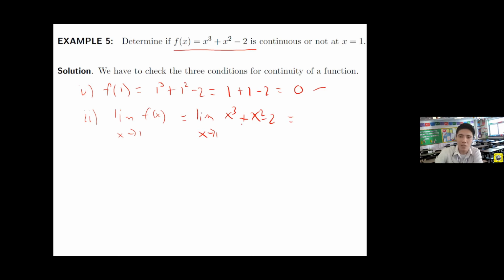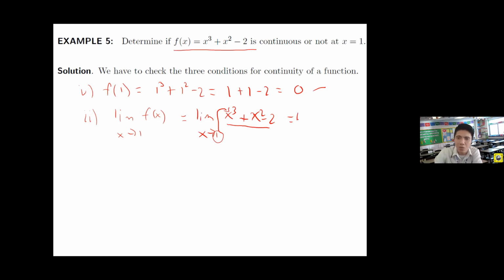There are many ways. It's either you make a table of values, which is long, or you use a graph, which is tiring. But take note, this given is a polynomial function. We have a limit theorem that once it is a polynomial function, we can use direct substitution. So we can substitute 1 for x.